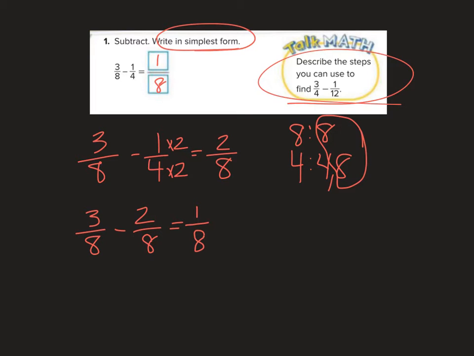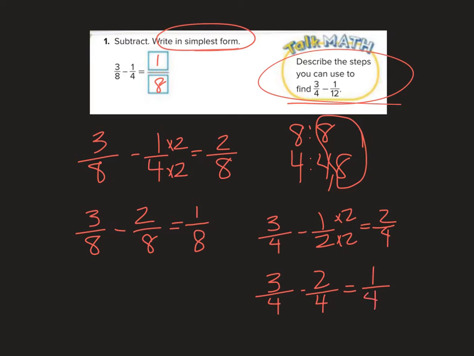Let's take a peek at this one. Describe the steps you can use to find 3/4 minus 1/2. Let's just do it. 3/4 minus 1/2. Now, I know that 2 goes into 4, so I'm going to multiply by 2 to get 2/4. So now I'm doing 3/4 minus 2/4. 3 minus 2 is 1. 4 remains on the bottom. Notice 4, 4, 4, because the size of the piece is not changing.